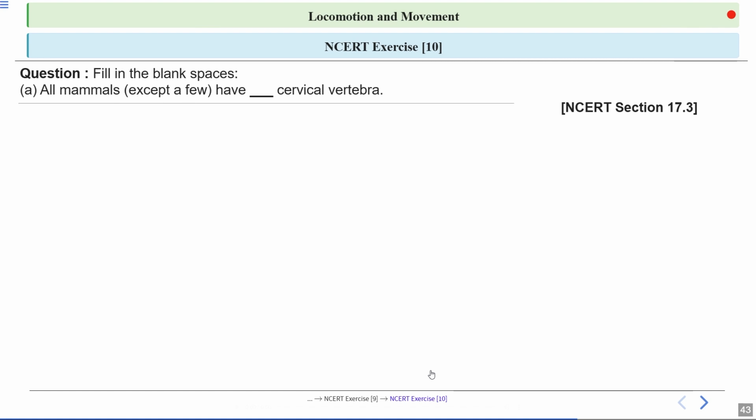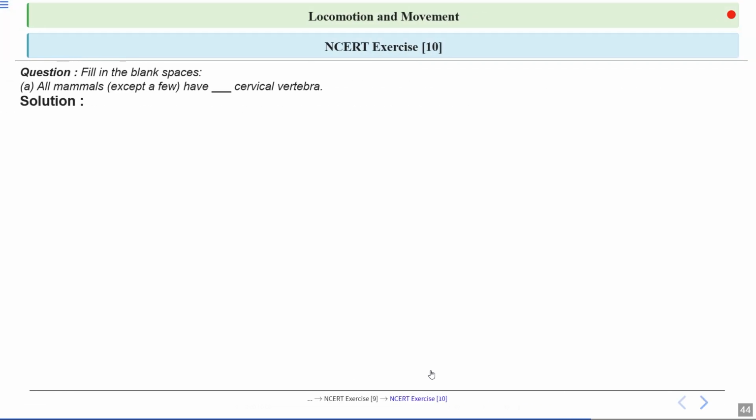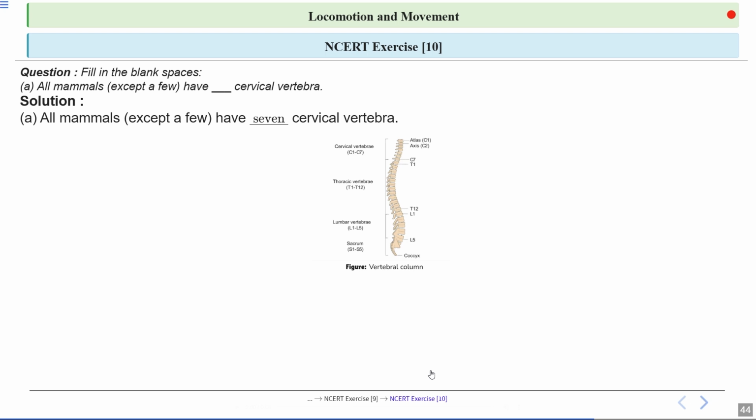So this is question number 10, and the question is fill in the blanks. We have given first statement, which is all mammals except a few have dash cervical vertebrae. Let's see the answer. The answer here is 7. Almost all mammals, no matter how big or small, have exactly 7 cervical vertebrae in their necks. This is true whether you are looking at a tiny mouse or a tall giraffe. It's a fascinating example of how certain features are conserved across various different species. So the answer here is 7.